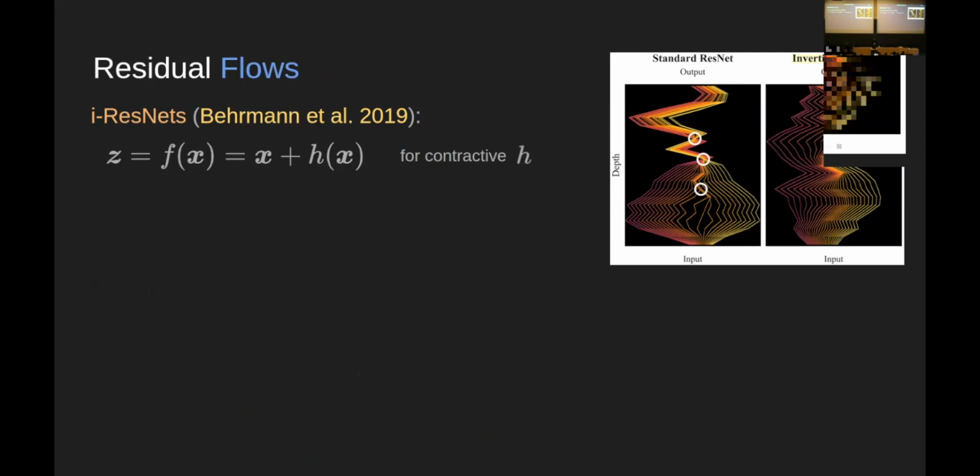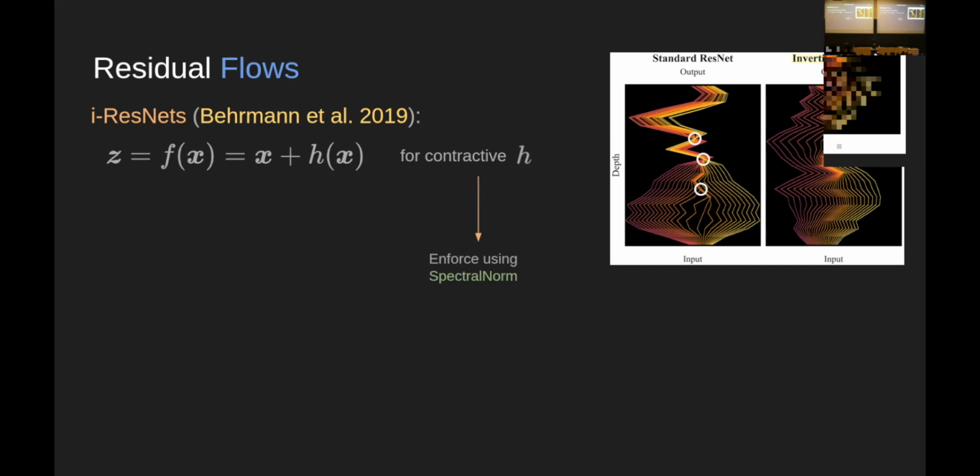So residual flows, another class. They rely on invertible ResNets. So here is what one layer looks like. You have the output as some f of x, which is x plus some residual function h of x. So that's exactly what a regular ResNet looks like. And the condition they found to make this invertible, or to have it be theoretically invertible at least, is that h is contractive. That means the Lipschitz constant of h is bounded by 1. Essentially, the function shouldn't change too quickly when you change the input.